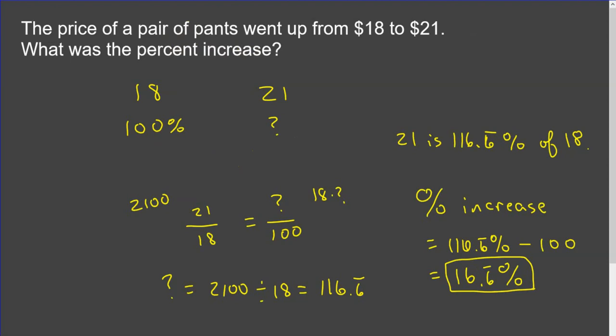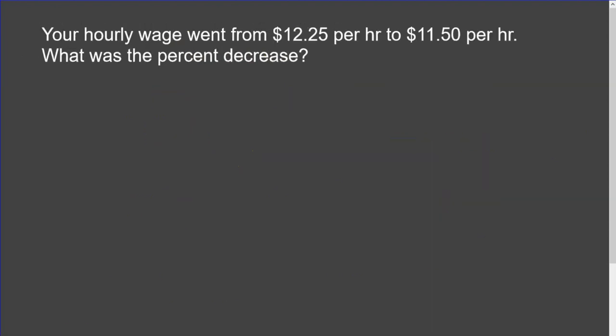We have one more example like that, so we get the idea. So let's say you're working at a job and your hourly wage went from $12.25 per hour to, unfortunately, $11.50 per hour. So you got a pay cut. And the question is, what is your percent decrease? Okay, so the original number was $12.25. And then the later number was $11.50.